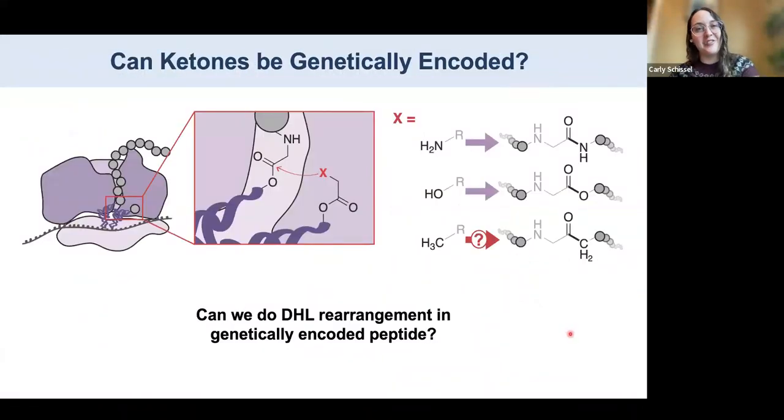Okay, but I didn't forget our initial goal, which is genetic code expansion. And so going back to the question is, can this ketone motif actually be genetically encoded? So remember I did say, still no one has been able to form a carbon-carbon bond within the ribosome, but can we do this DHL rearrangement in order to genetically encode a peptide that can become a ketone?